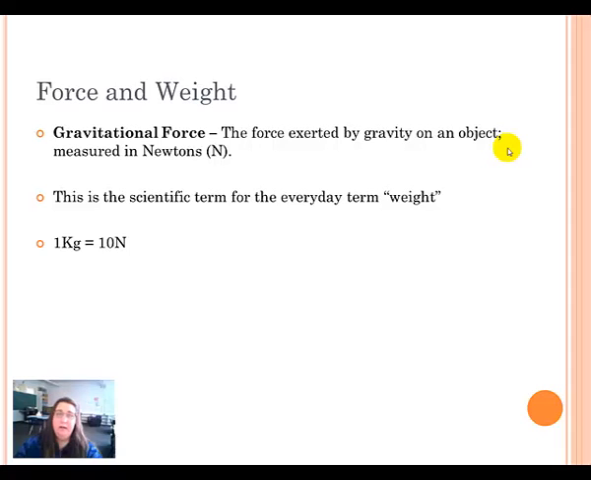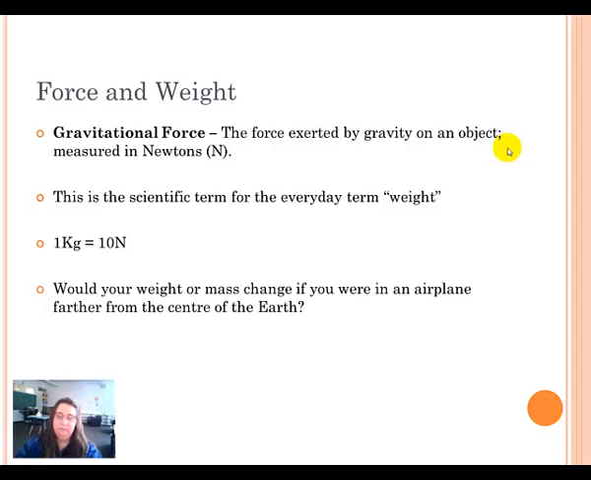About 1 kilogram of weight is equal to about 10 newtons of force. Would your weight or mass change if you were in an airplane farther away from the center of the Earth? Let's think about that for a minute.